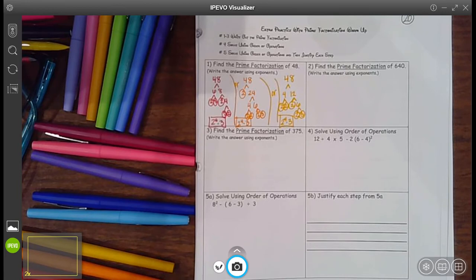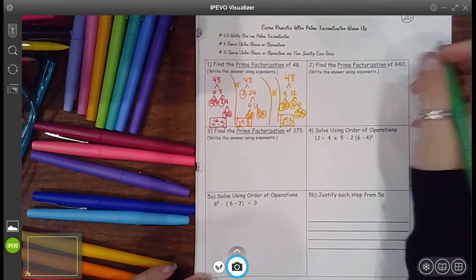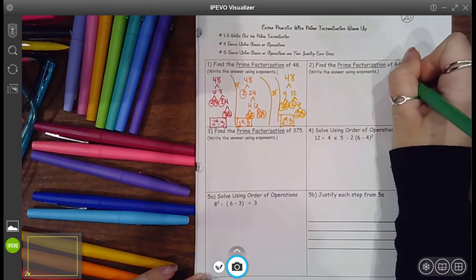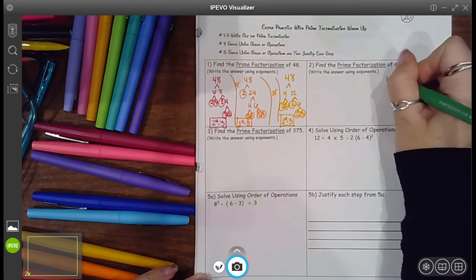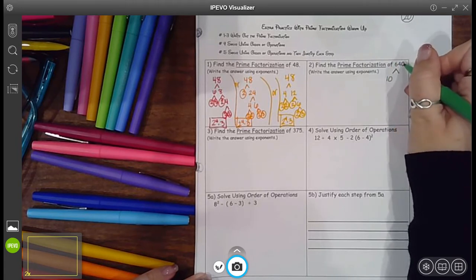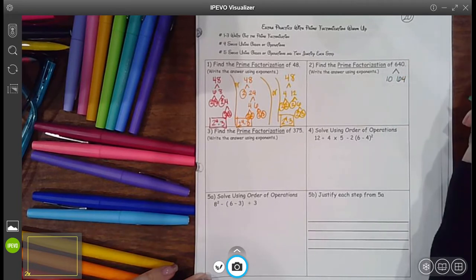So number two, now that you're back with us, as long as you get the same answer, it's okay, even if you did it differently than how we're going to do it. Whenever a number ends in 0, I think it's easiest to just do 10. And then that 0 drops off, and what's right here? 64. Okay, that's the easiest thing to start with for me.